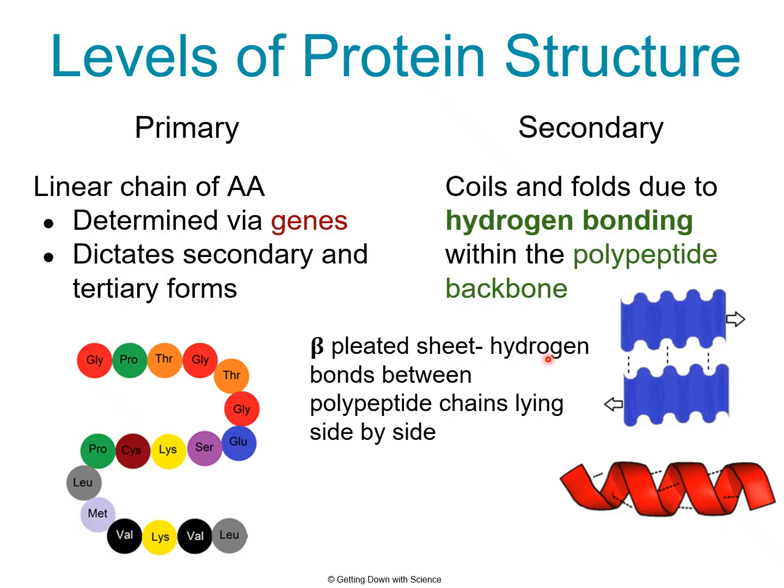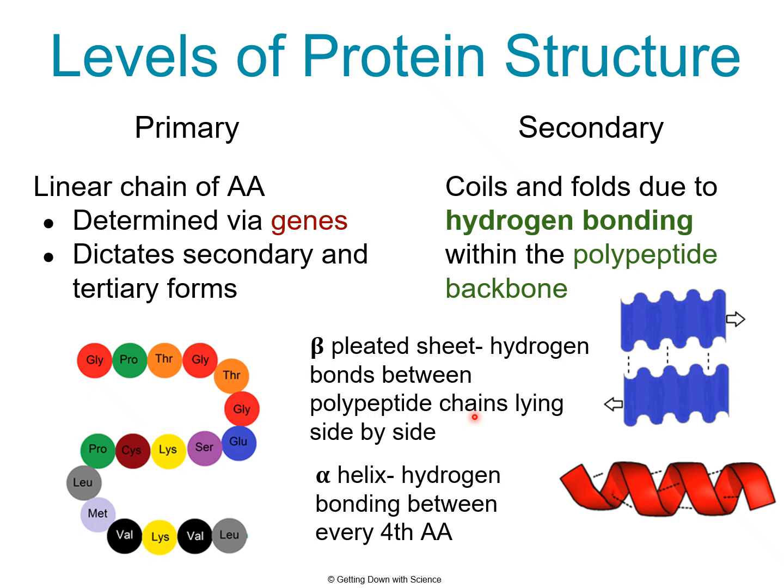in which we have hydrogen bonds between polypeptide chains lying side by side, or we could have what is called the alpha helix, in which we have hydrogen bonding between every fourth amino acid. So beta pleated sheets and the alpha helix are similar in the sense that this is a folded pattern based off hydrogen bonds between the peptide backbones.